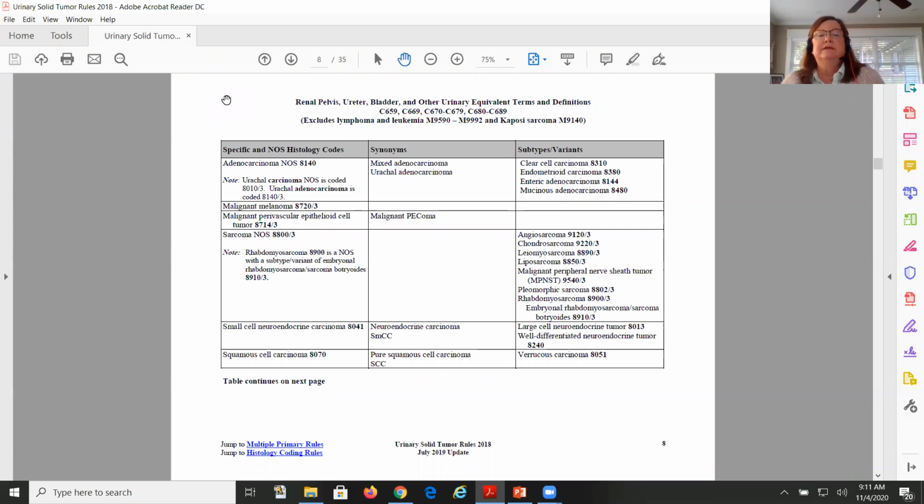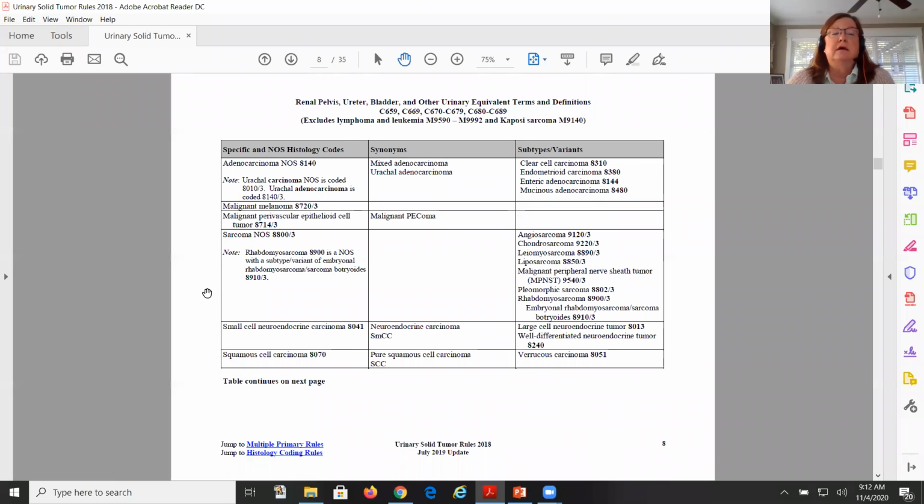The second column, the synonyms column, has the same histology as the NOS terms in the first column. These are the preferred terms, and the synonyms are synonyms that would have the same histology. The third column is our subtype variants. They have different histologies from their NOS codes.